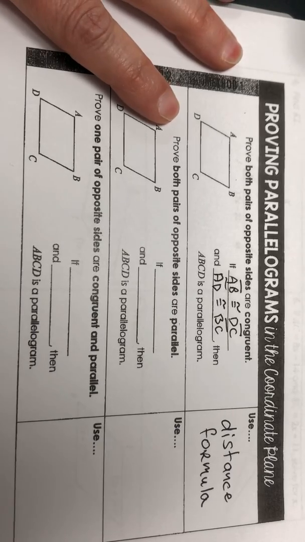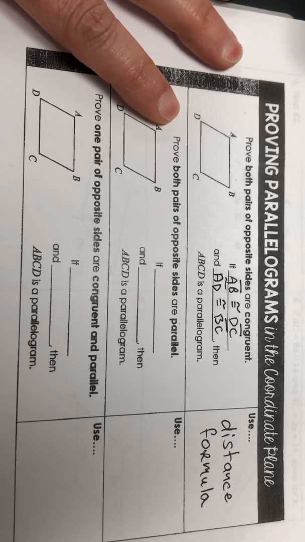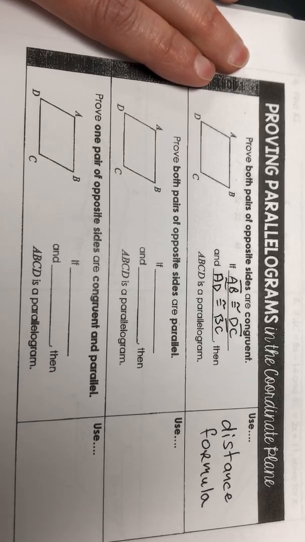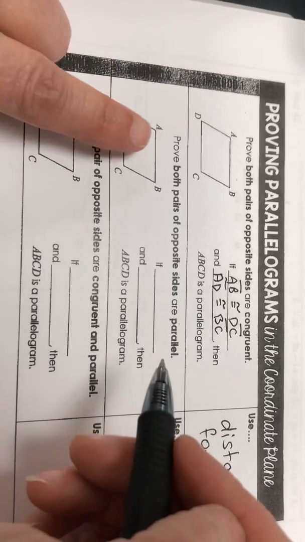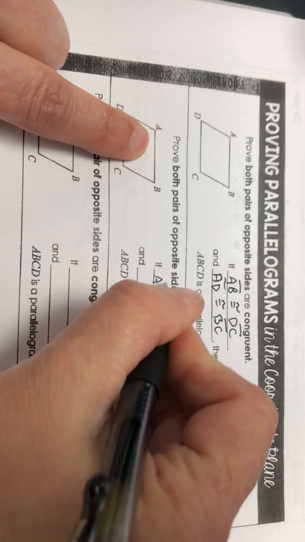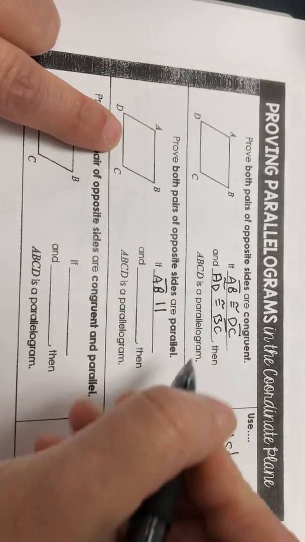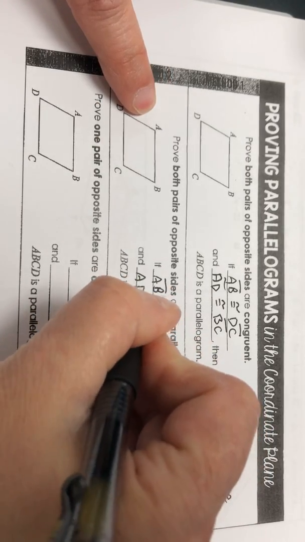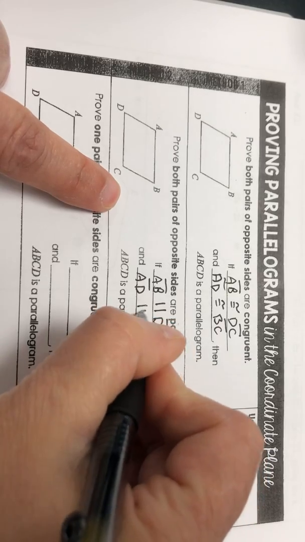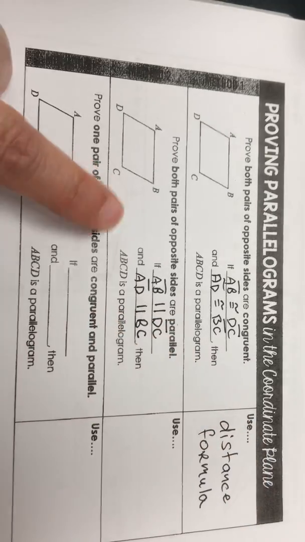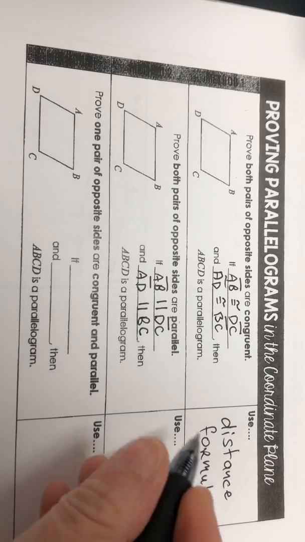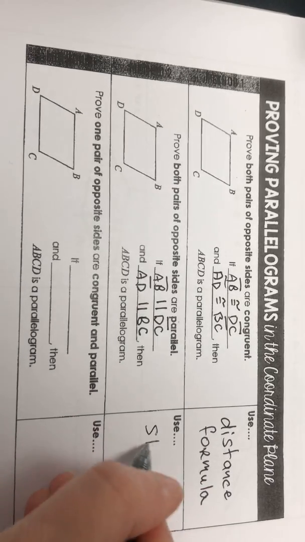Okay, another way to do that is to prove that both pairs of opposite sides are parallel. Again, it's got to be both pairs of opposite sides. So on that, we would be showing that AB is parallel to DC and AD is parallel to BC. To show that things are parallel in the coordinate plane, we would be using the slope formula.